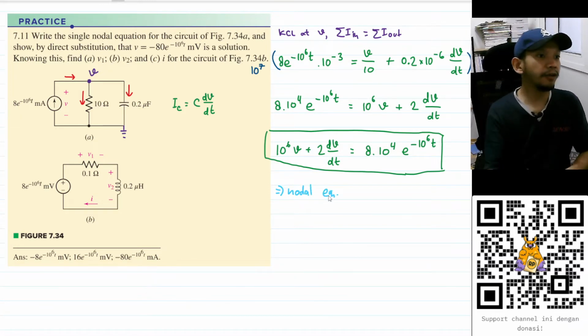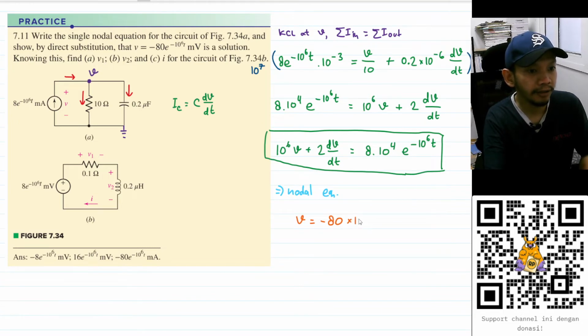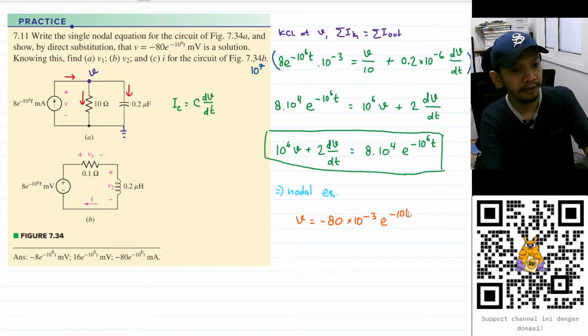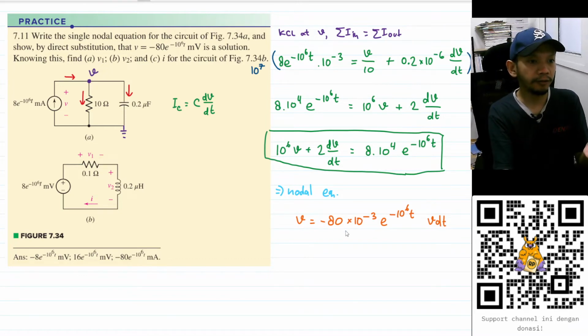Okay, so now what's next? We are asked to show by direct substitution that V equals minus 8t e to the minus 10 to the 6 of t millivolt is a solution. Let's write that. V is equal to minus 8t, but here the unit is millivolt, so I multiply by 10 to the minus 3, and then multiply by e to the minus 10 to the 6 of t, and the unit will be volt. Now we need to substitute this into the nodal equation.